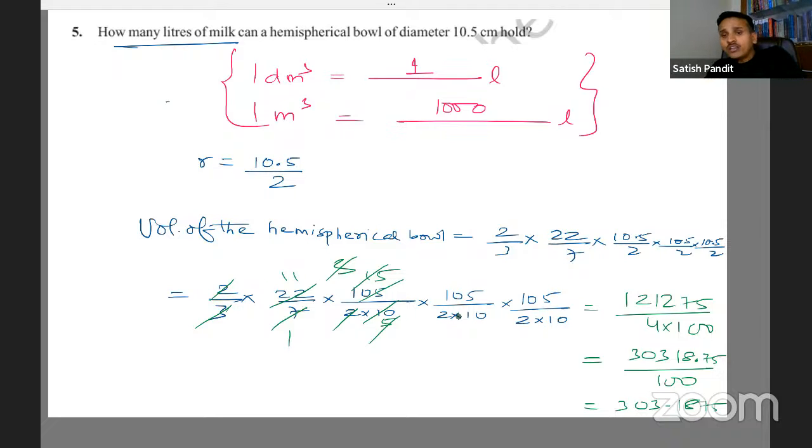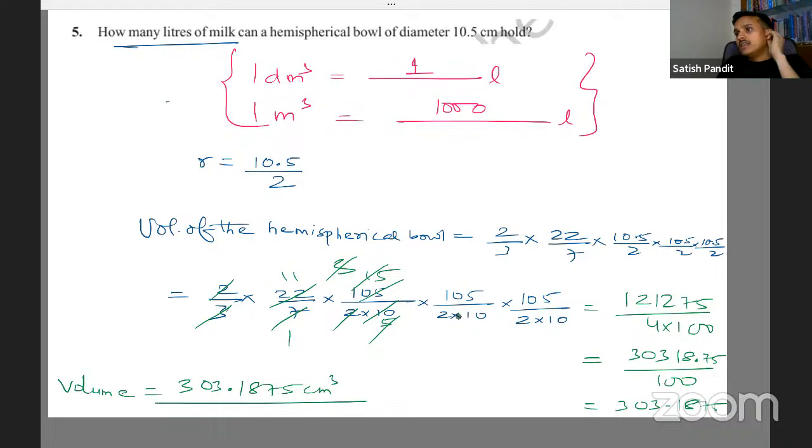303.1875. This is centimeter cube, because we have substituted centimeter itself. We'll get centimeter cube. So the volume we have found out is 303.1875 centimeter cube.